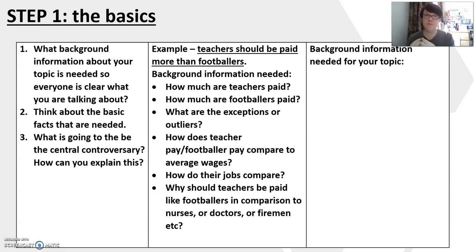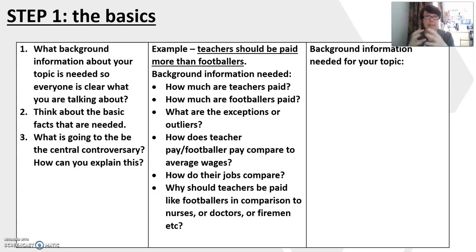And then I would probably want to compare teachers and footballers to the general population. So what does a footballer's pay, what does a teacher's pay compare to average wages? And then I would want to have as my background information, how do their jobs compare? Is it fair to compare teachers and footballers? And then the central controversy, which I would potentially want to bring out, is why on earth should teachers be paid the same as footballers? Why not nurses or doctors or firemen or people that save lives, the army?